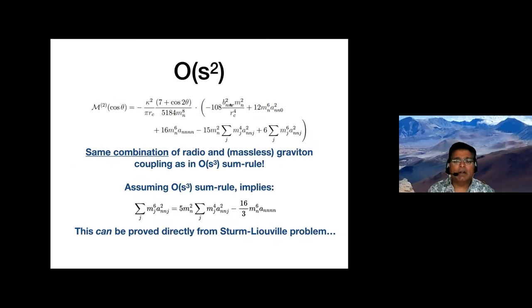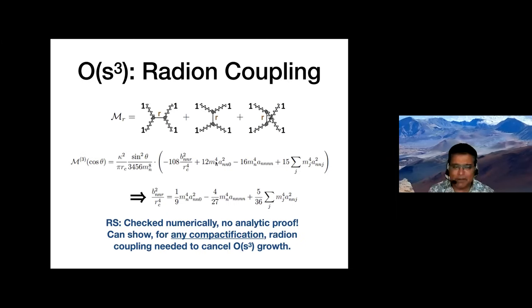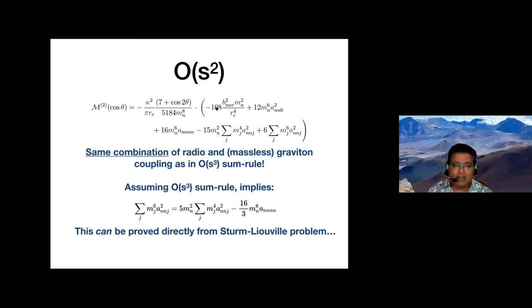Energy squared, this is the coefficient that would have to vanish. One peculiar thing is it turns out that the combination of radion and massless graviton couplings that appear at energy to the fourth is exactly the same linear combination that appeared at energy to the sixth. Again, something that there ought to be a good explanation for, but I don't have a good physics explanation for it. What that does mean is if we assume the energy to the sixth sum rule is correct, I can rewrite this one by eliminating the radion coupling. And this gives us, so the order S squared and order S cubed together give us this relationship. This relationship is going to be interesting to answer Marcus's question in a few slides.